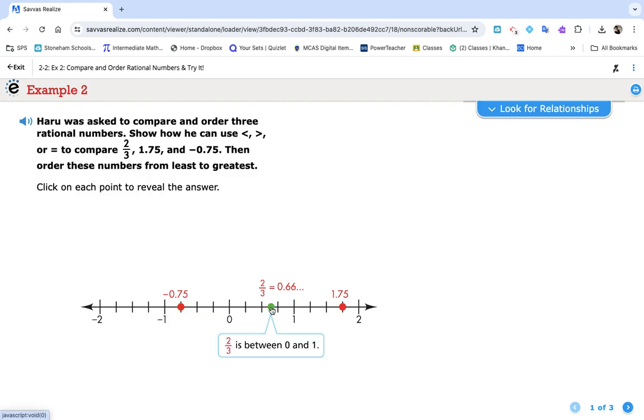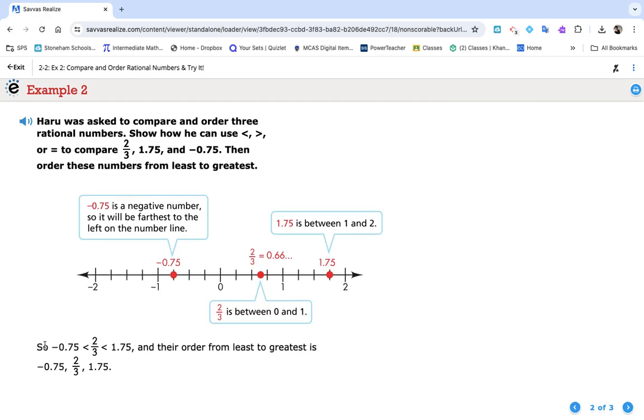2/3 is a fraction that is between 0 and 1. It's a repeating decimal, 0.6 repeating. And then 1.75 is a terminating decimal that's between 1 and 2. So if you were going to write it with the inequality symbols, you'd have negative 0.75 less than 2/3, and 1.75 is greater than 2/3. This is their order from least to greatest.